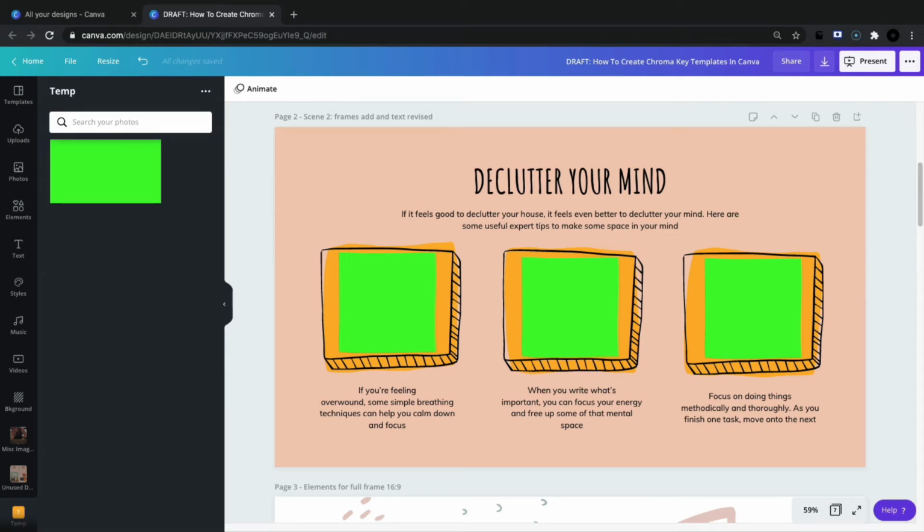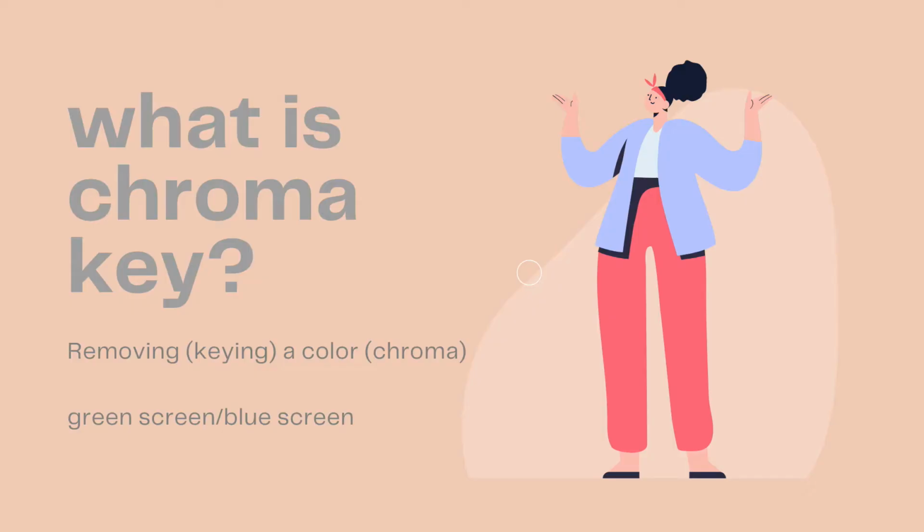In this video, I will show you 3 examples of how to create chroma key templates in Canva. Before we get started, let me answer 2 questions. First, what is chroma key?